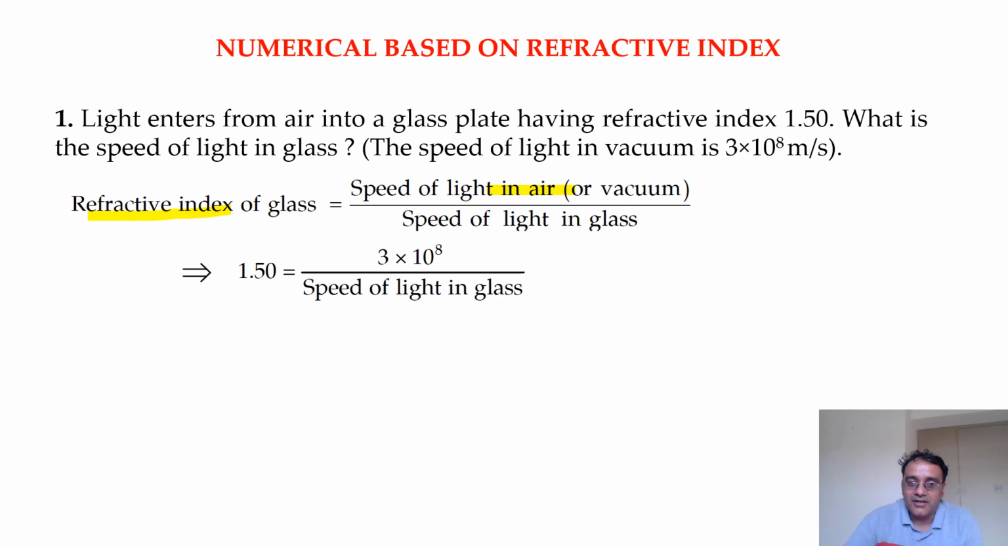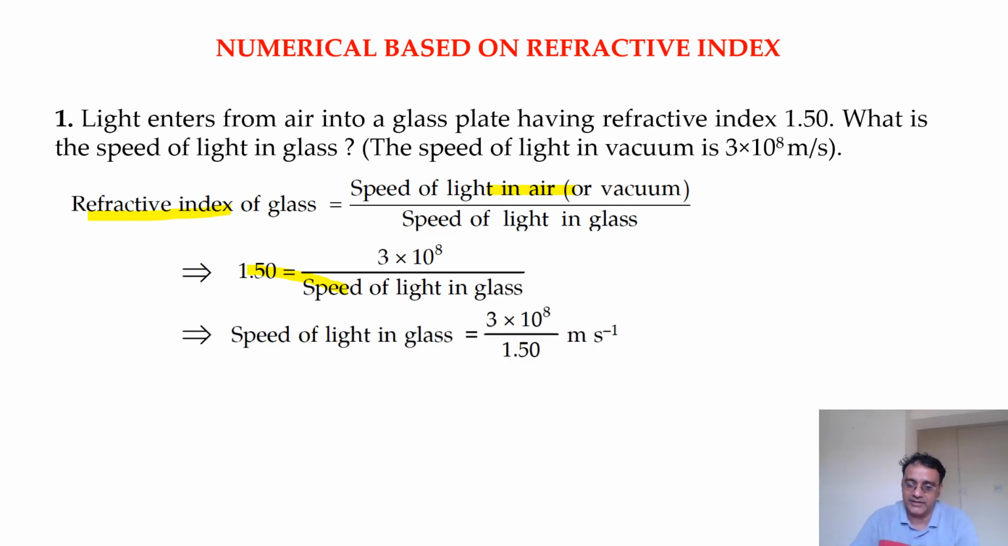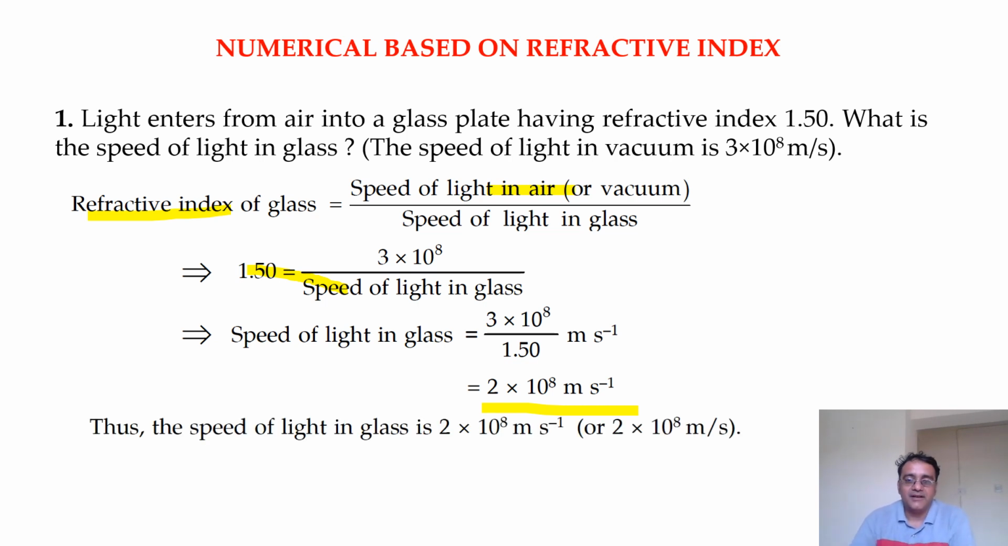अब ये दोनों इंटरचेंज हो जाएगा, तो speed of light in glass will be 3 into 10 to the power 8 divided by 1.5. So 3 by 1.5, 2 होता है. So finally the answer is 2 into 10 to the power 8 meter per second. So this is the first question.